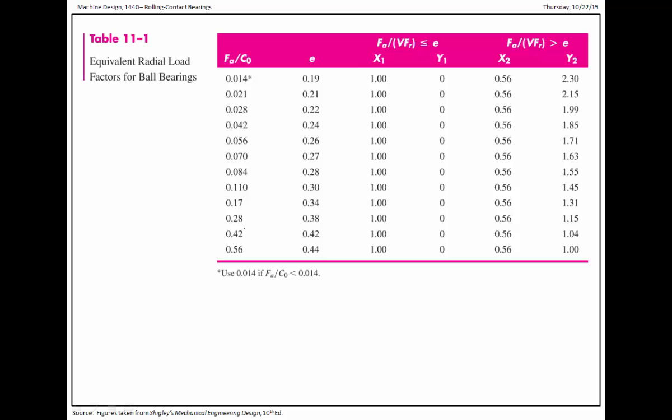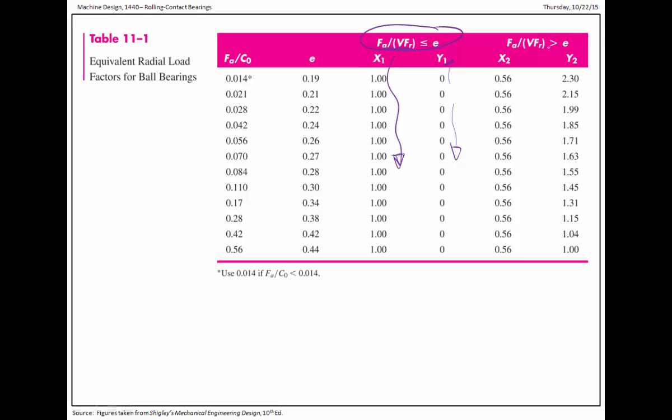Okay. So here's the table that you use with that equation above. You could see that if this ratio right here is less than E, then Y goes to 0, right? And X is 1. So that means that with the Y_i, if that's the case, only the radial load is the only thing that's going to matter. You're not going to need to use any of the axial load to be able to adjust and come up with an equivalent load.